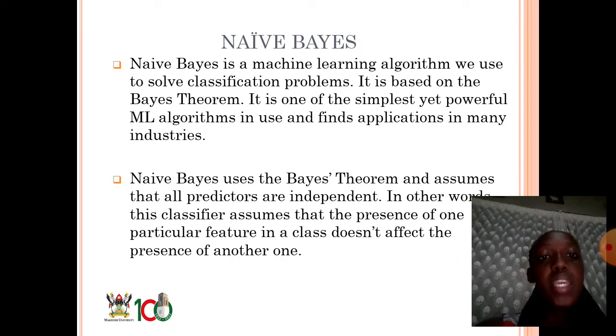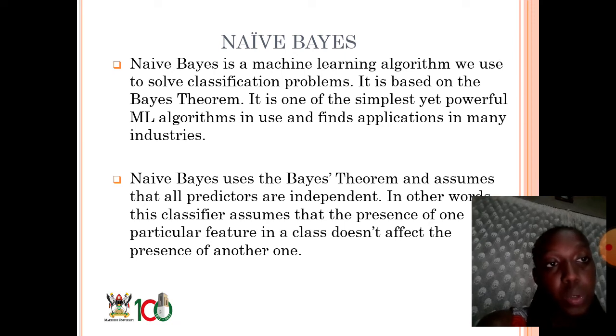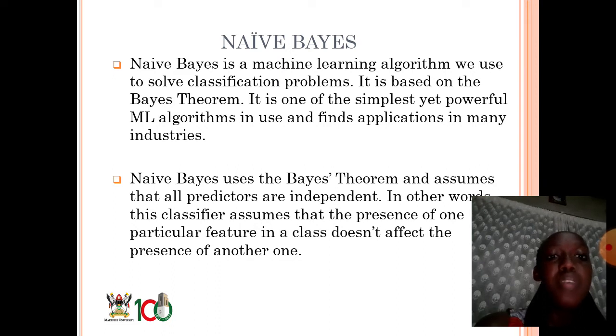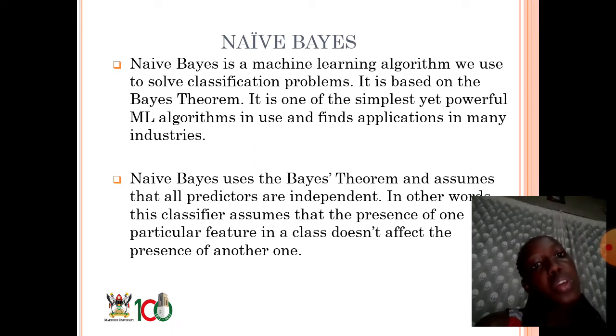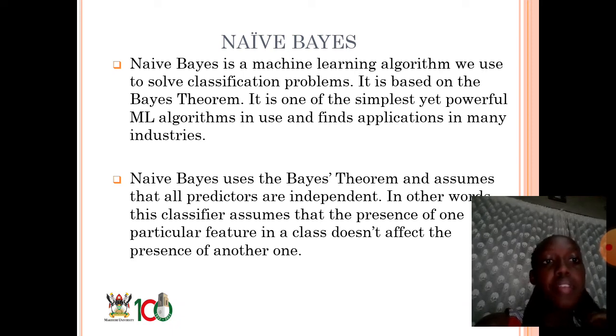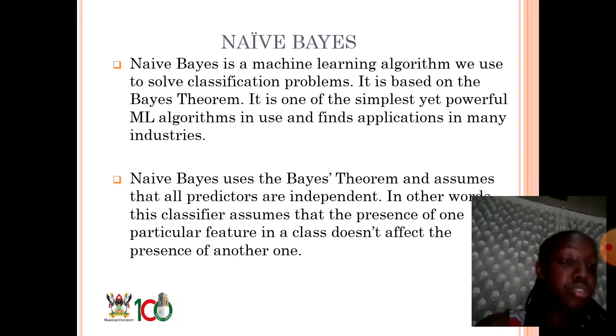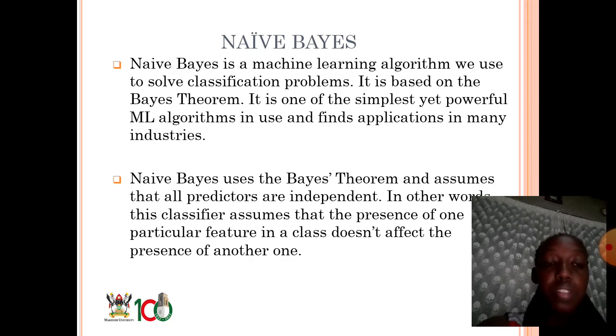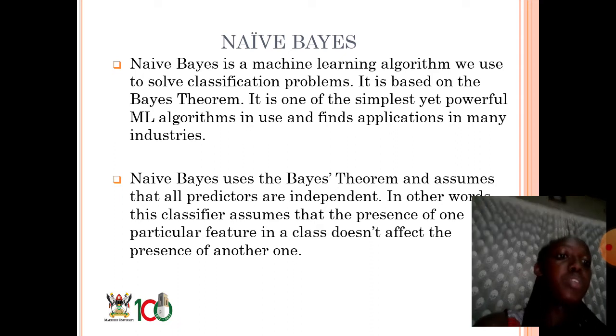The next page. This is a machine learning algorithm we use to solve classification problems. It is based on the Bayes theorem. It is one of the simplest yet powerful machine learning algorithms in use and finds applications in many industries. The naive Bayes uses the Bayes theorem and assumes that all predictors are independent. In other words, this classifier assumes that the presence of one particular feature in a class doesn't affect the presence of another one.